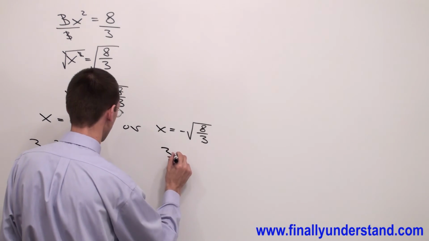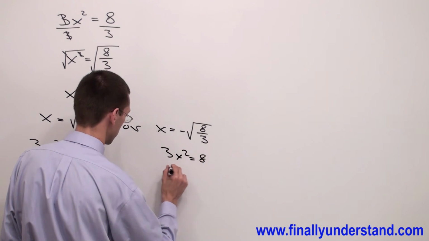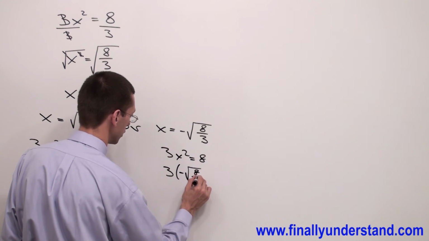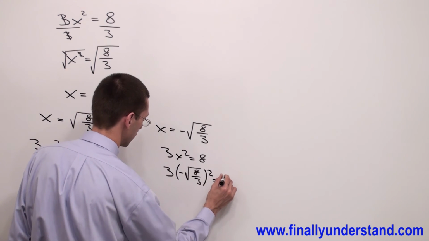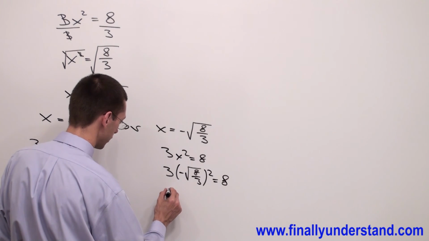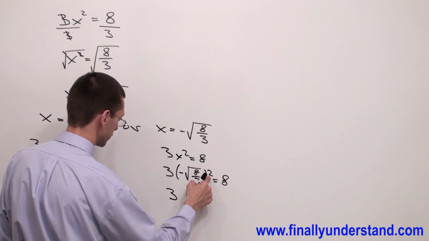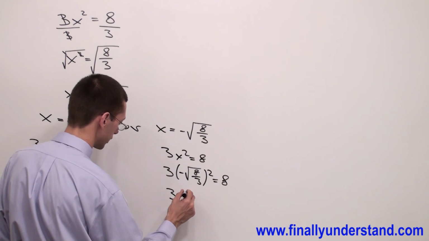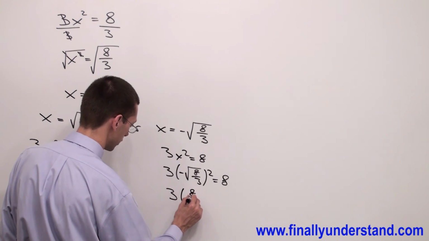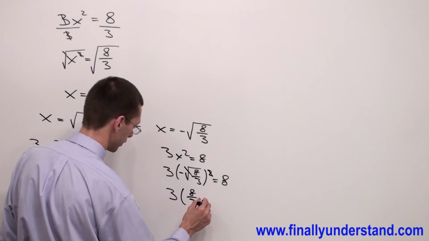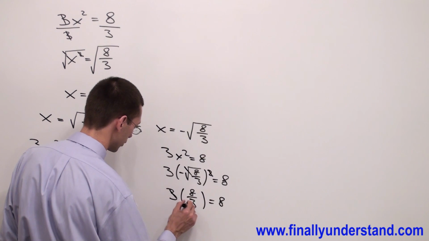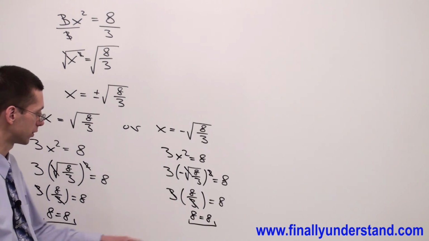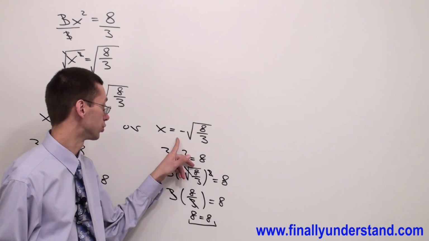We have 3x squared is equal 8. 3 times negative square root 8 over 3 to the second power is equal 8. So I have 3. Second power is going to eliminate this negative sign, is going to also eliminate the radical, and I'm going to have 8 over 3 equals 8. 3 and 3 will cancel out, 8 is equal 8. The left side of my equation is equal to the right side. So this is also correct answer to my problem.